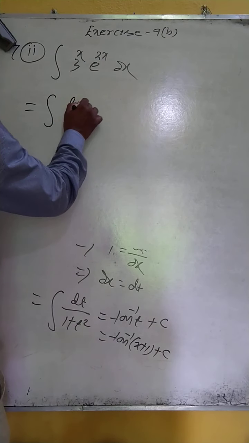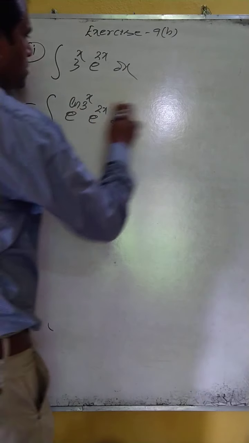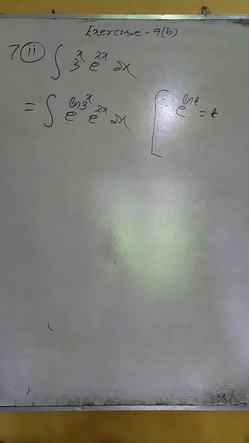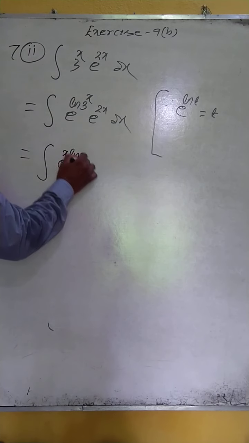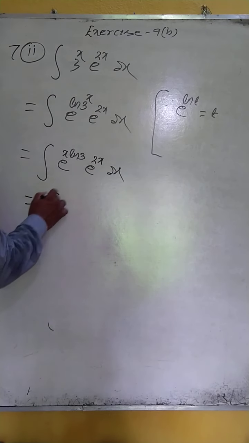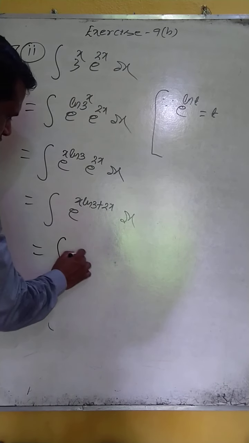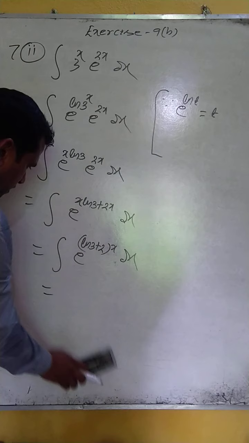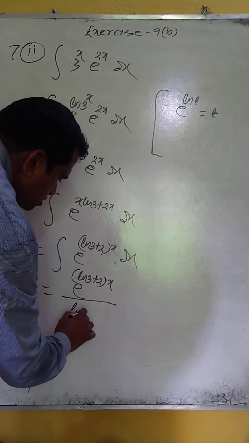That is equal to e to the power ln 3 to the power x, e to the power 2x, dx. You know, e to the power ln t equals t. So here we write the integral of e to the power x ln 3 times e to the power 2x dx, which equals the integral of e to the power x ln 3 plus 2x dx, the integral of e to the power ln 3 plus 2 whole x dx, that equals e to the power ln 3 plus 2 whole x divided by ln 3 plus 2, plus c.